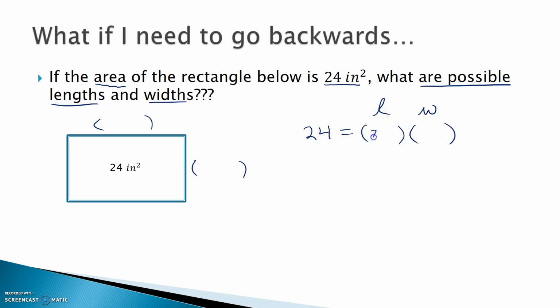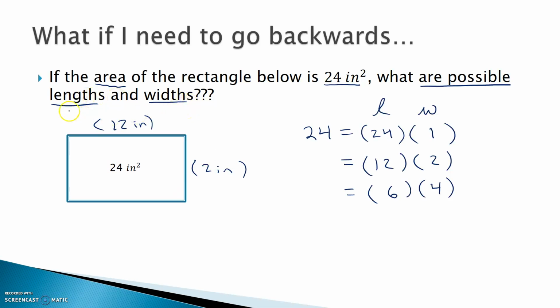Well, of course, I can say it's 24 and 1, so the length could be 24 inches, width could be 1. I could also say this could be 12 times 2. Length could have been 12, width could have been 2. What else? Can I say 6 times 4? That's another option. So notice these are pretty much all the possibilities. I can say this could be 12 inches by 2 inches, and I found my length and my width. Now, length we typically associate with the longer side, and width is the shorter. That's pretty basic. But we were working with polynomials here.